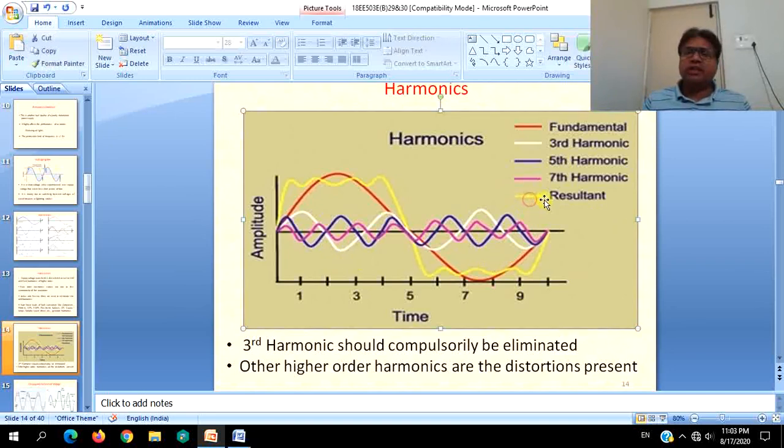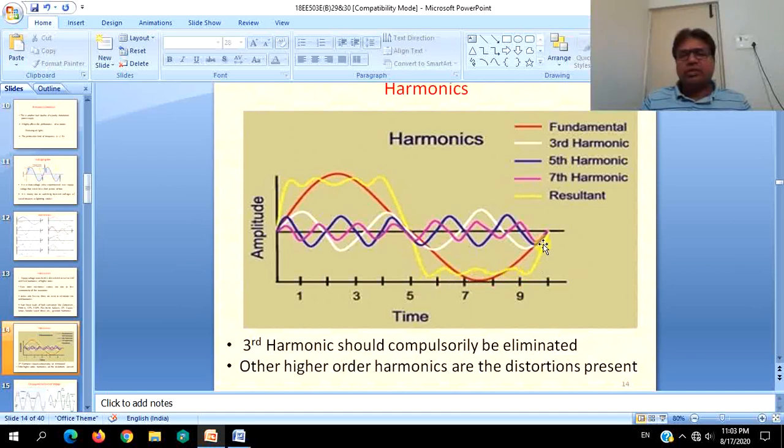Eventually the resultant shape of the voltage waveform is like this, which is shown with the yellow line. So instead of the sinusoidal shape, it is almost giving as if it were nearer to a square shape or rectangular shape. That is the problem with the harmonics. And again, when you observe the 3, 5 and 7, as frequency goes on increasing, see the magnitude or amplitude of the waves.